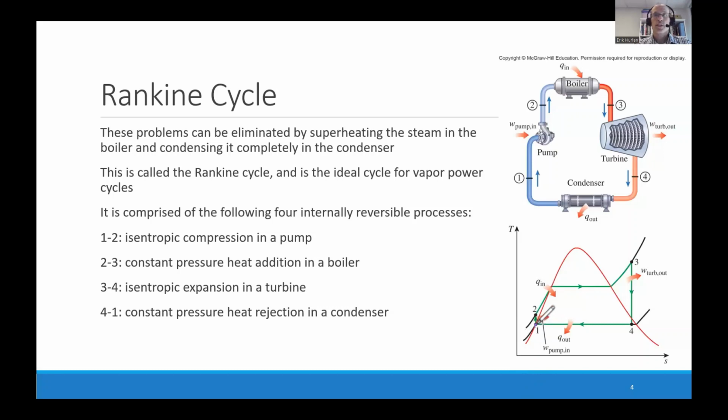This is shown on this TS diagram here. At state 1, water is a saturated liquid. After the pump, at state 2, it is then a compressed liquid. This slightly raises the temperature of the water. Note that this increase is exaggerated here on this TS diagram. The boiler then turns this into a superheated vapor at state 3.